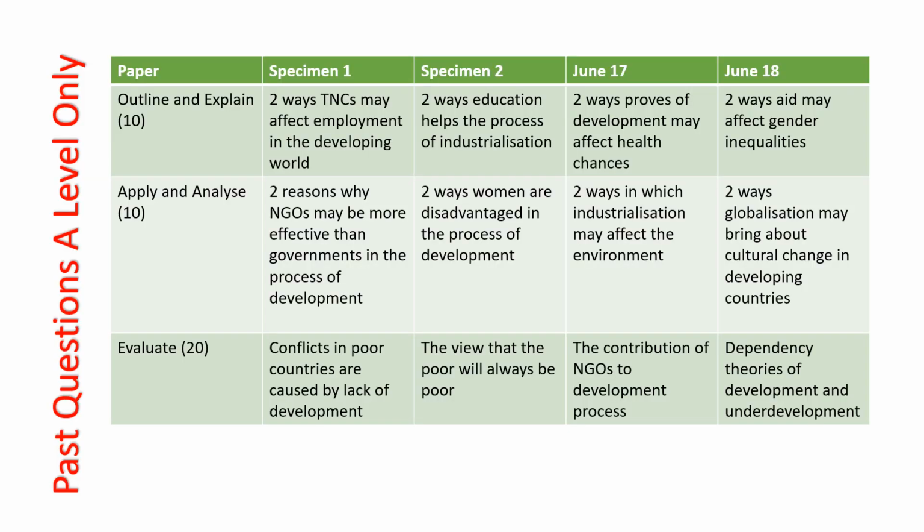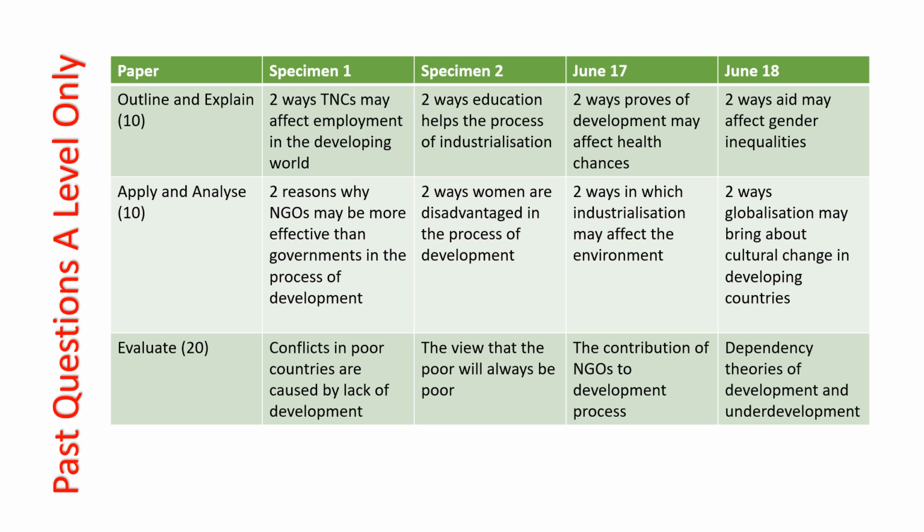On the specimen paper 1: two ways TNCs may affect employment in the developing world. Of course, quite straightforward. TNCs may employ people and they may give them skills, but they may also drive local farmers and local businesses out of employment. They can also make employment more formal, so people are actually getting paid cash wages. They may get some holidays, and maybe better legislation around health and safety.